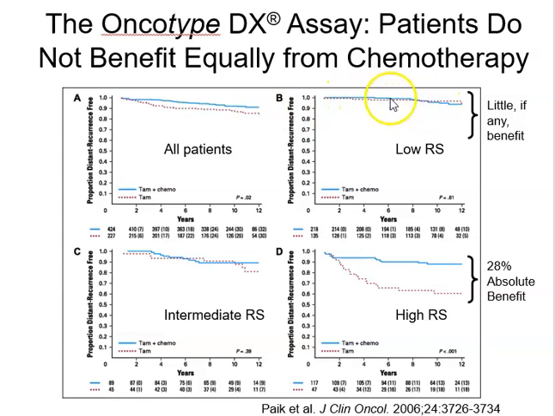If you give chemotherapy to the low recurrence score patients, you get no benefit at all. If you give chemotherapy to the intermediate recurrence score patients, you might get a benefit at 12 years, but at 10 years there's no difference. If you give chemotherapy to the high recurrence score patients, you get a 28% absolute benefit in the proportion of distant recurrence-free survival. So you can clearly see that if anybody is going to get chemotherapy, it should be this group, but the low recurrence score patients are being overtreated and they are getting zero benefit whatsoever.